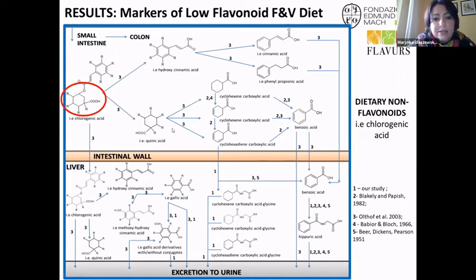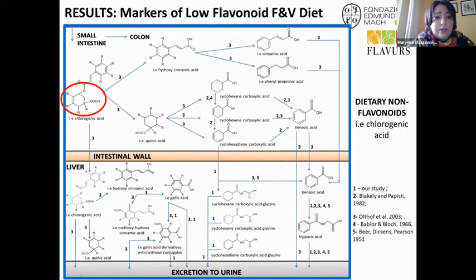And from the chinic acid, we can start our journey to produce the cyclohexane and cyclohexadiene carboxylic acids. Those give a rise to the benzoic acid, and actually all 3 compounds and also benzoic acid are able to get from the intestine, through the intestinal wall into the liver. And in the liver, they are conjugated to the glycine. And these are the compounds we found in our study.